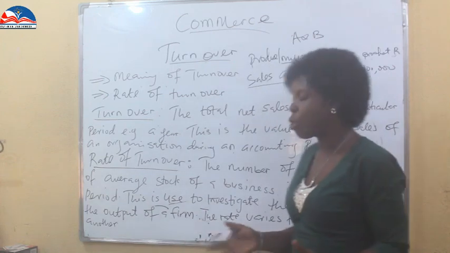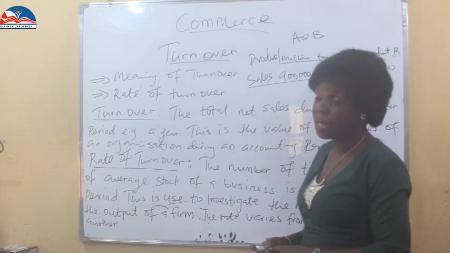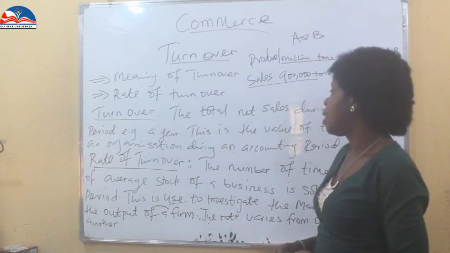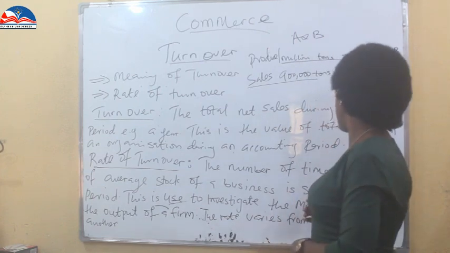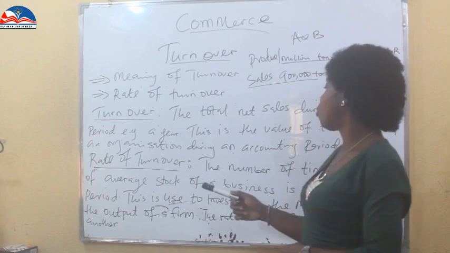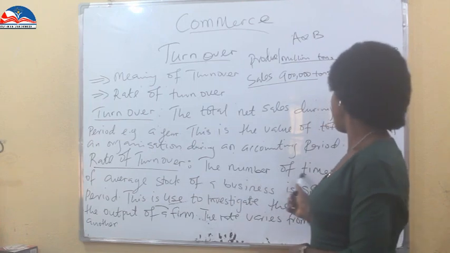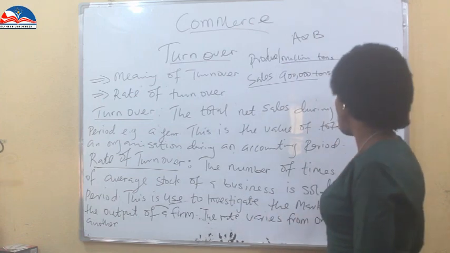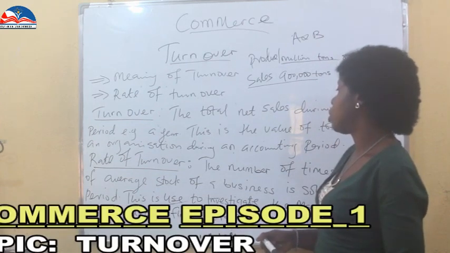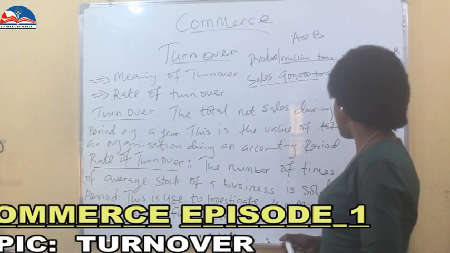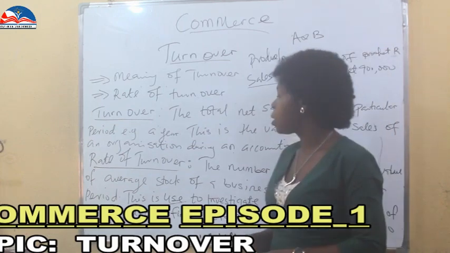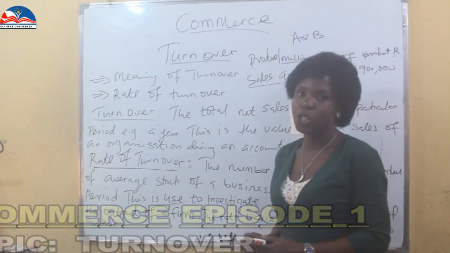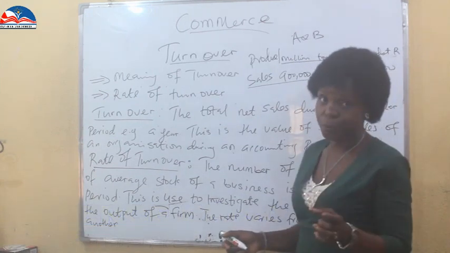Now we look at rate of turnover. I told you we are taking two objectives for the class. What is rate of turnover? The rate of turnover is the number of times the value of average stock of a business is sold during a period. The number of times the average stock of a business is sold. Average is divided by 2.